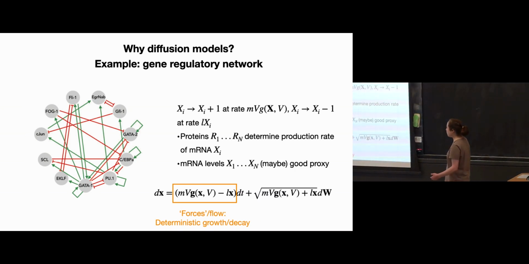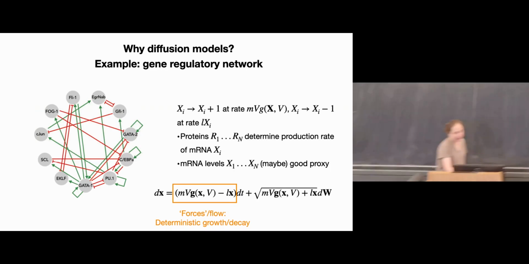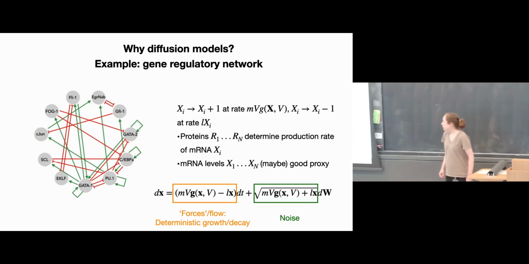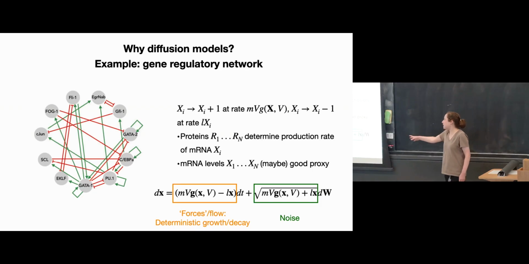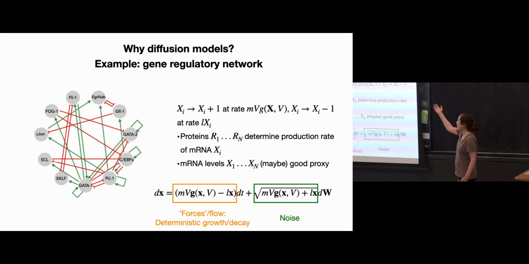So this part of the equation, some people who come from physics like calling these things forces. Some people like calling this flow. This is the deterministic part of the equation. And then we also have noise, right? In this example, this noise takes this particular form that's imposed by this birth and death process that we wrote at the beginning.